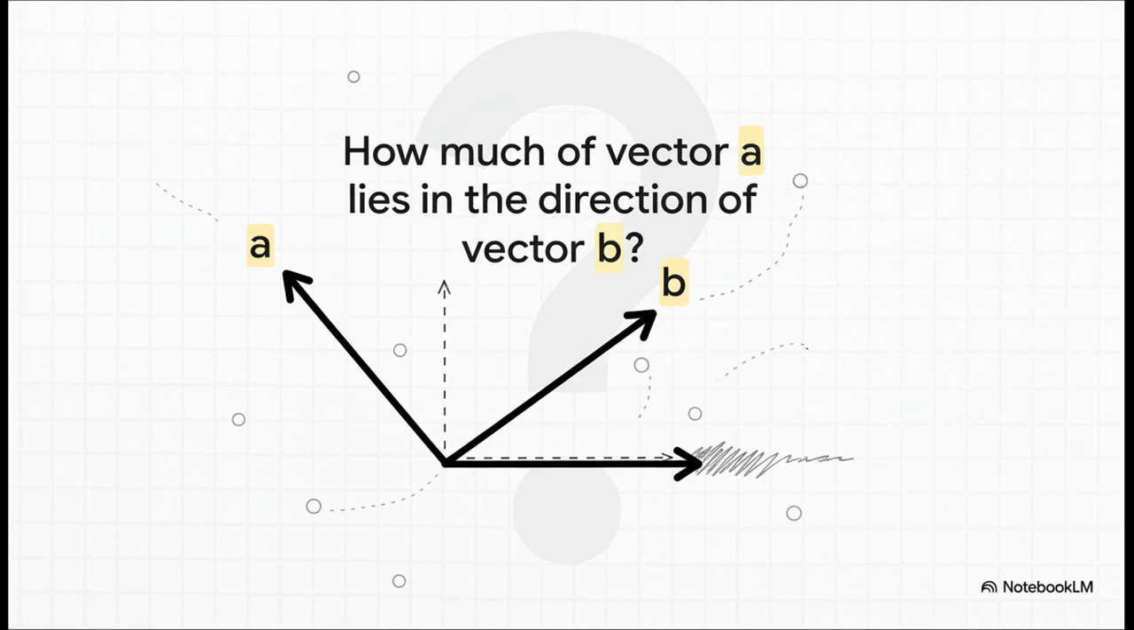If you've got two vectors, let's call them A and B, how can you figure out how much of vector A is pointing in the exact same direction as vector B? That's it. That's the whole problem we're setting out to solve.